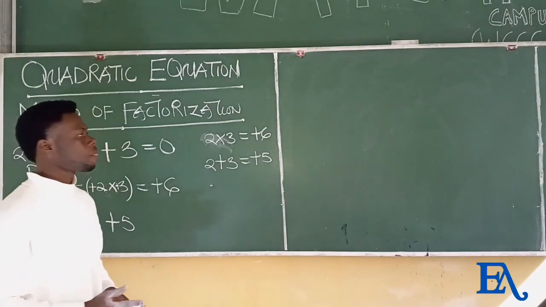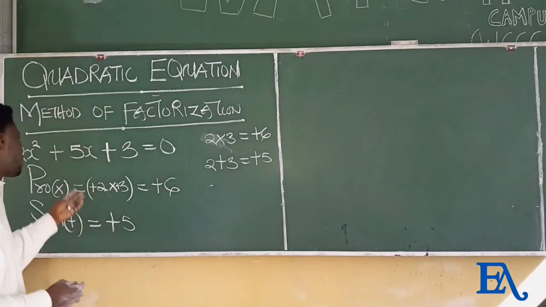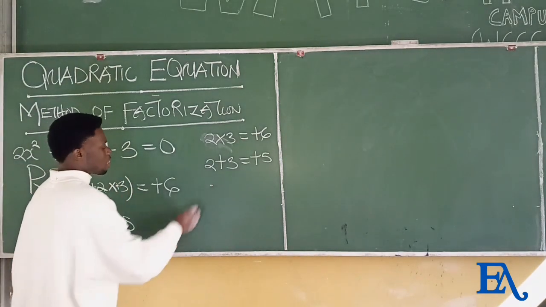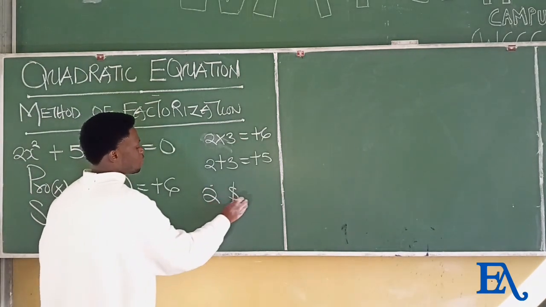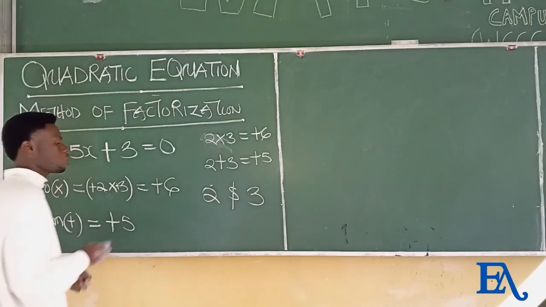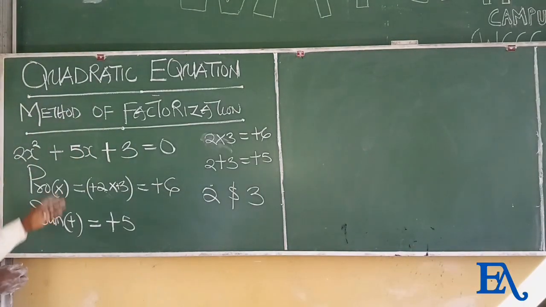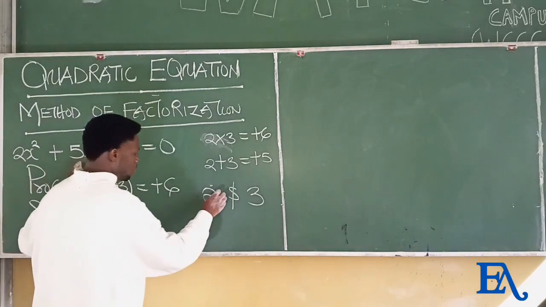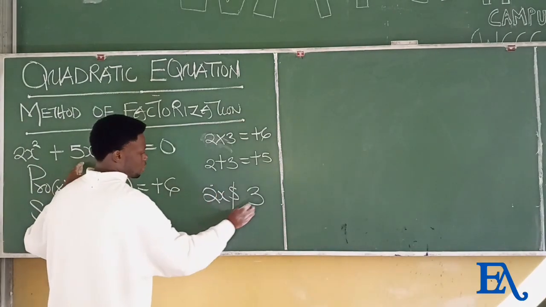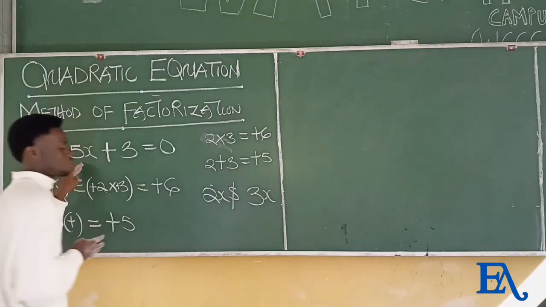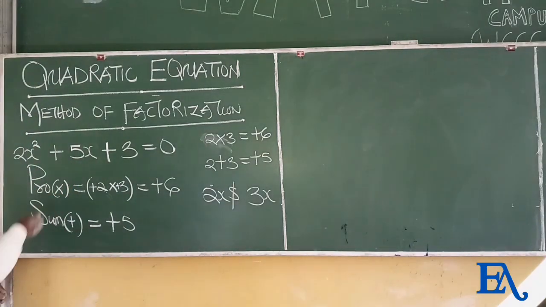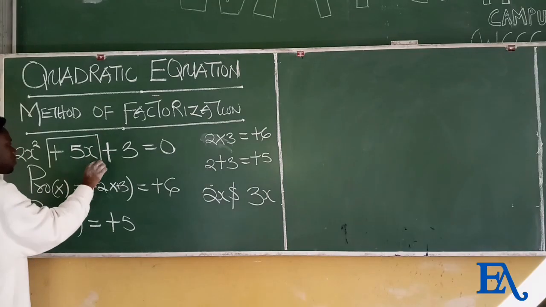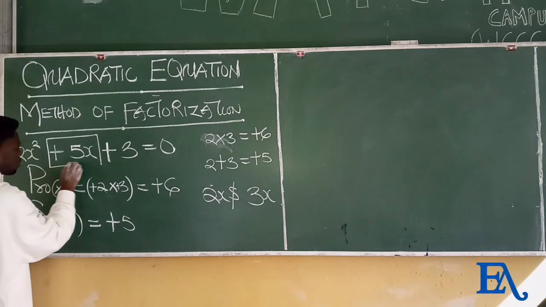Step number 3, replace the middle term, which is 5x, with the two factors, that is 2 and 3. Since the middle term has x attached to it, the two values should be 2x and 3x. Take note of this. Now we have plus 5x as the middle term.